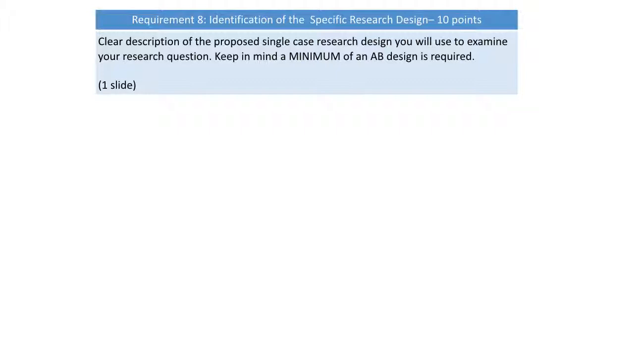Okay, so just making sure that you realize that at minimum you have to have an AB design. Okay, so that's it. Those are the requirements for your single case research proposal that will serve as a final project for 586.